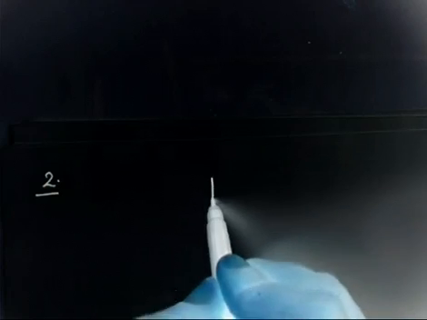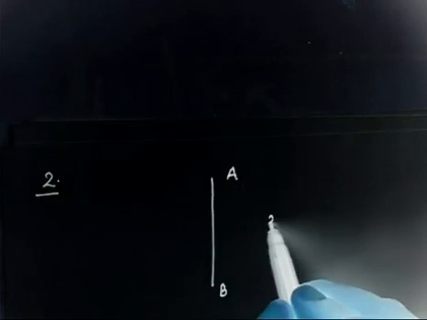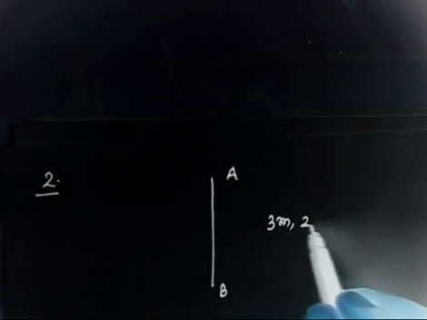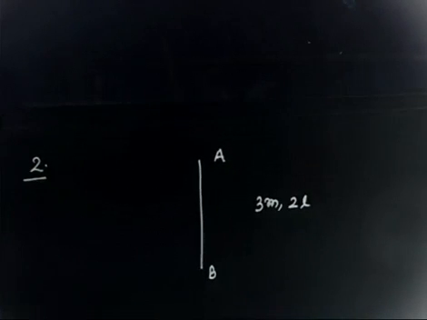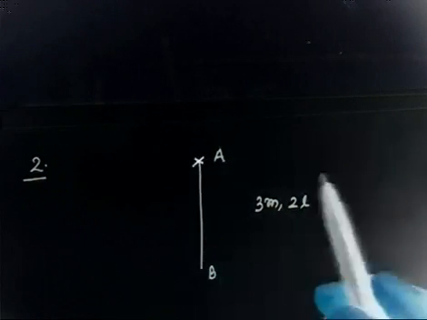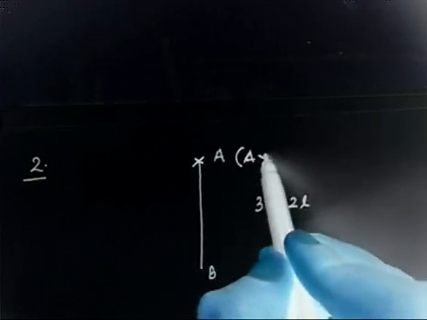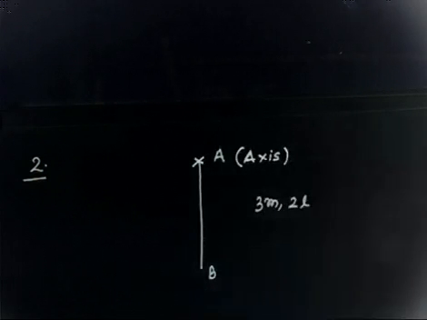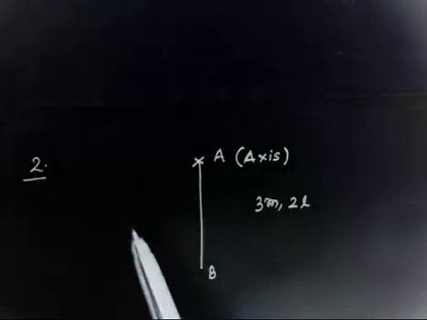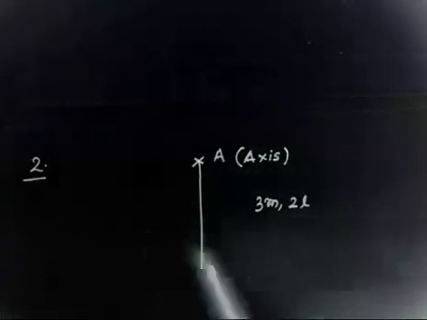So I have a rod. Let us call this point A, this point B. Mass of the rod is 3m and the length is 2l, and it is free to turn in a vertical plane about a smooth horizontal axis through A. So there is an axis passing through point A. This means this rod can rotate about this axis in this plane.